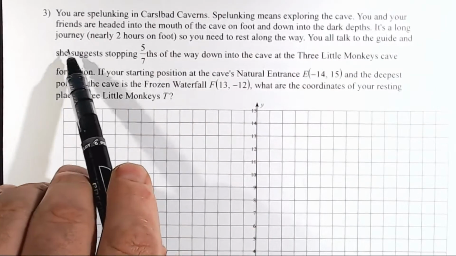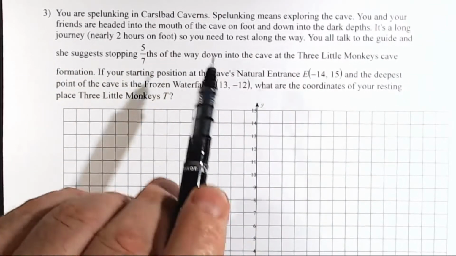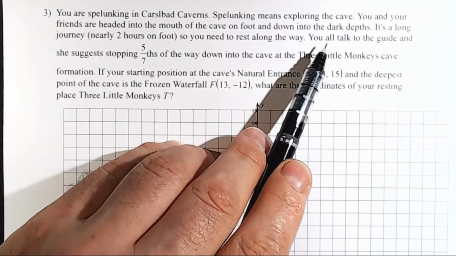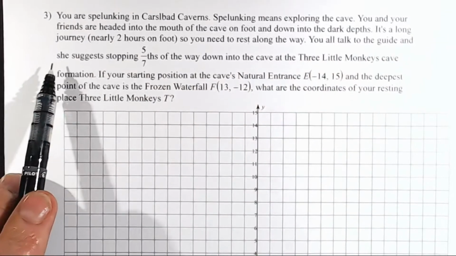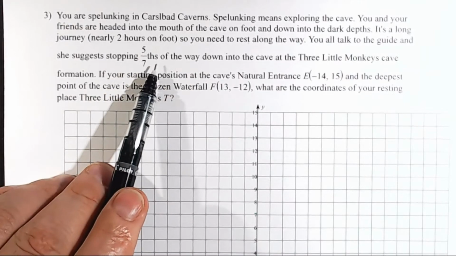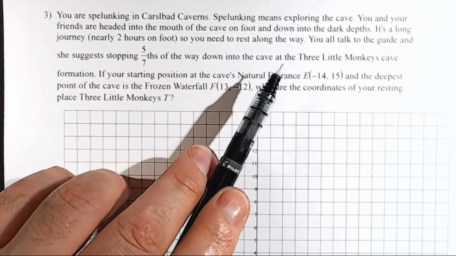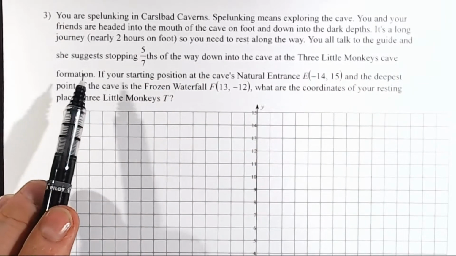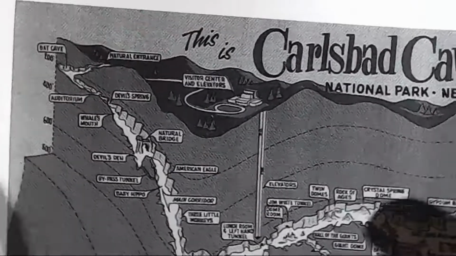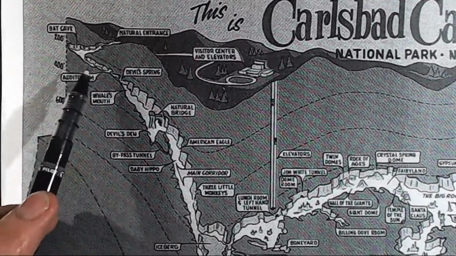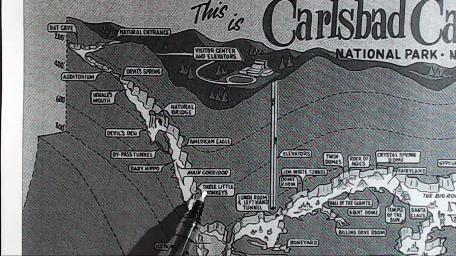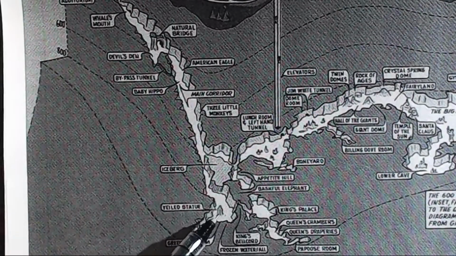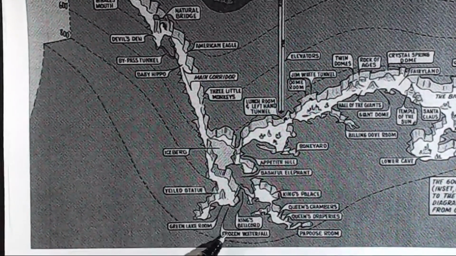It's a very long journey, nearly 2 hours on foot, so you need to rest along the way. You all talk to the guide, and she suggests stopping 5/7 of the way down into the cave at the Three Little Monkeys Cave Formation. Right here, I want to show you where that is. Here's the entrance, and you go down, down, down, and right here is the Three Little Monkeys, about 5/7 of the way down to the frozen waterfall.